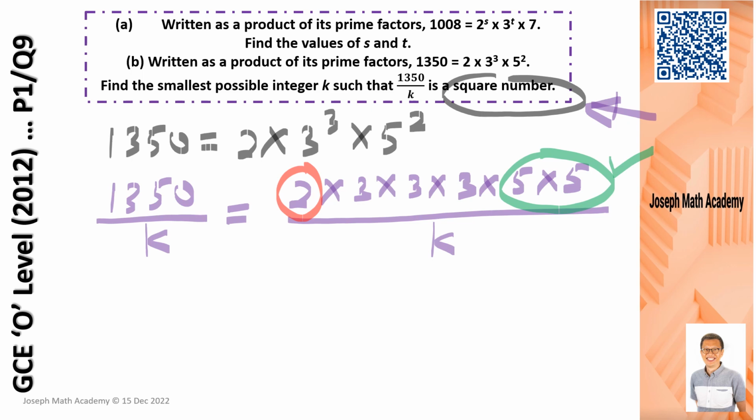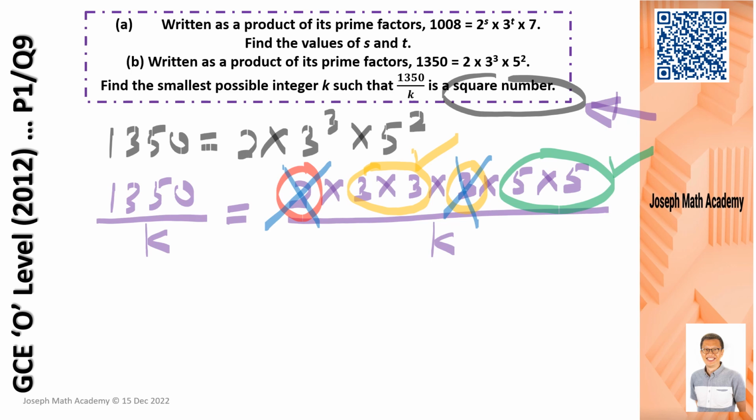Then how about the 3s? Let me choose another color. Now, this one is no good. This one is good. 3 times 3 alone is good, but this 3 is no good. So we shall keep this 3 times 3, and we shall remove this 2 and this 3. When we remove the 2, the one in red, and the 3, the one in yellow, we are left with 3 times 3 times 5 times 5.